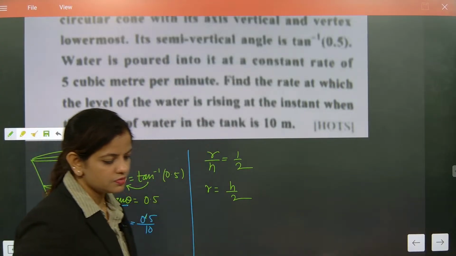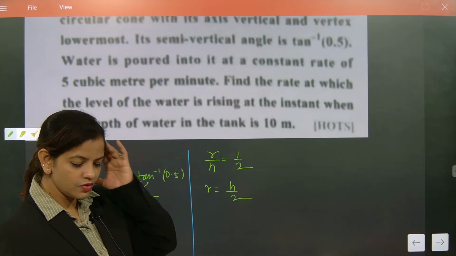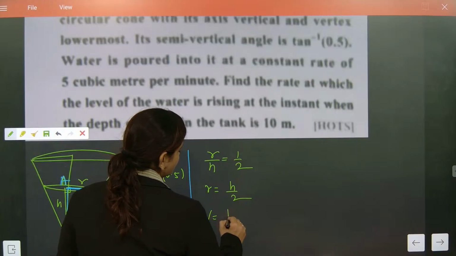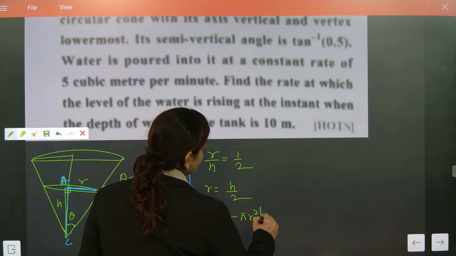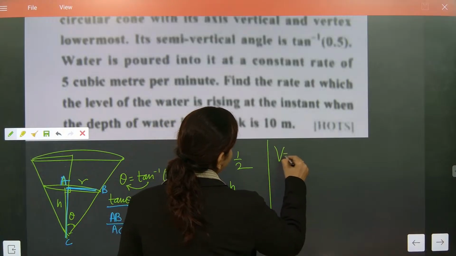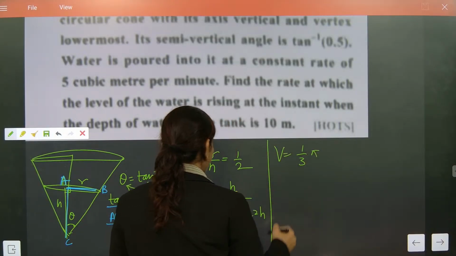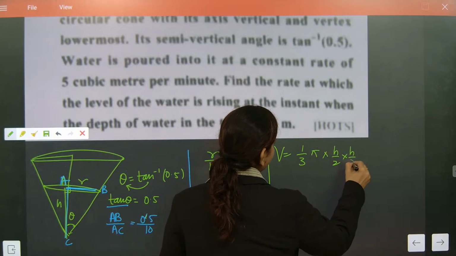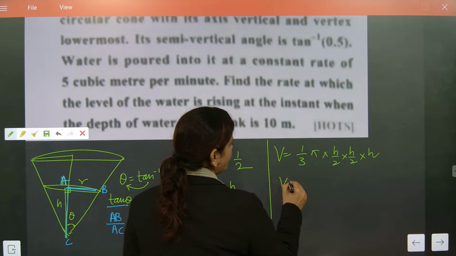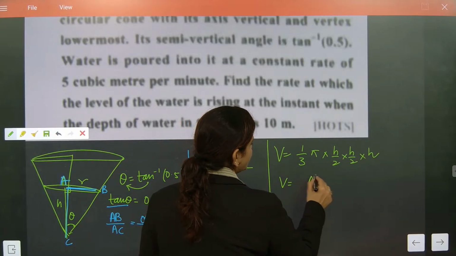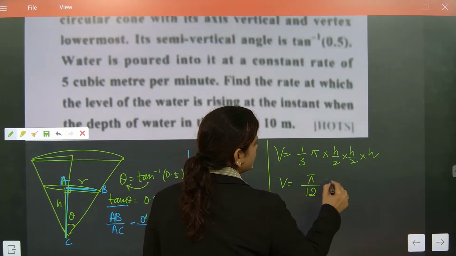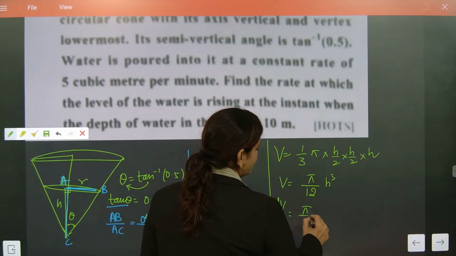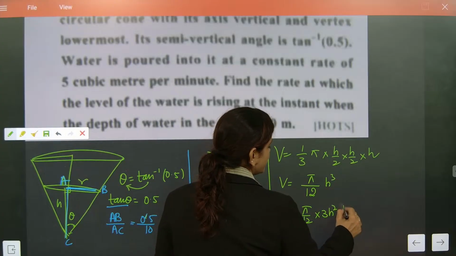Once you have written radius is equal to h by 2, now treat the volume. Volume is equal to 1 by 3 pi r square h. So volume is equal to 1 by 3 pi into h by 2 into h by 2 into h. So volume is equal to pi h cube by 12. Now dV by dt is equal to pi by 12 into 3h square dh by dt.